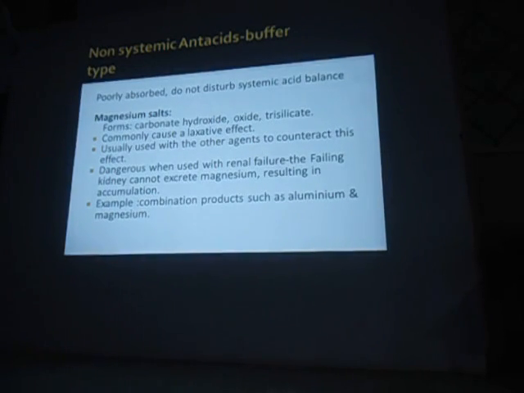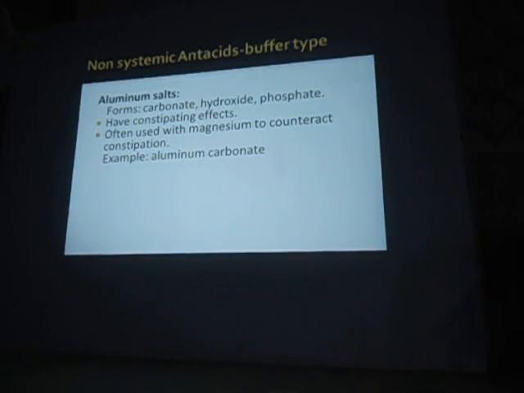Non-systemic antacids of the buffer type, where we use two drugs, magnesium and aluminum salts: magnesium causes diarrhea and aluminum causes constipation. When these drugs were used together, we had beneficial effects, as the bicarbonate promotion is there, we also prevent the gastric acid formation, and a potential buffer is also formed. So aluminum salts are used along with the magnesium salts.